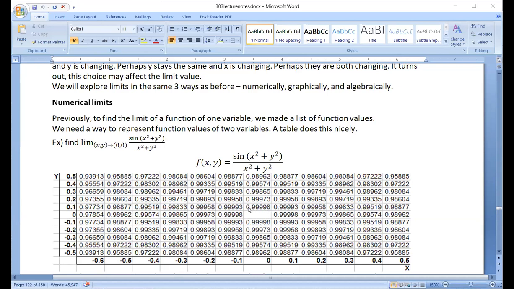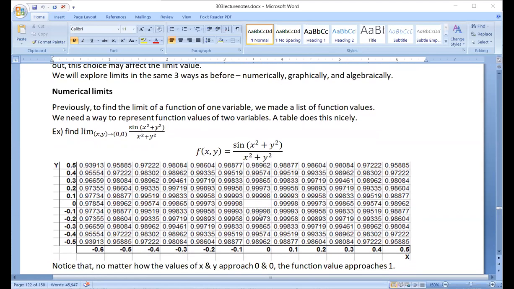Now looking at the table, approaching this spot, what does it look like the z value is approaching? What value, if we filled it in there, would make a lot of sense? Well, looking at all the numbers all the way around, everything is 0.97, 0.98, 0.99, 0.999. So pretty much by inspection, you can see that no matter how you get here, the value the function is approaching is 1. So using this numerical approach, we would say that the limit is 1.